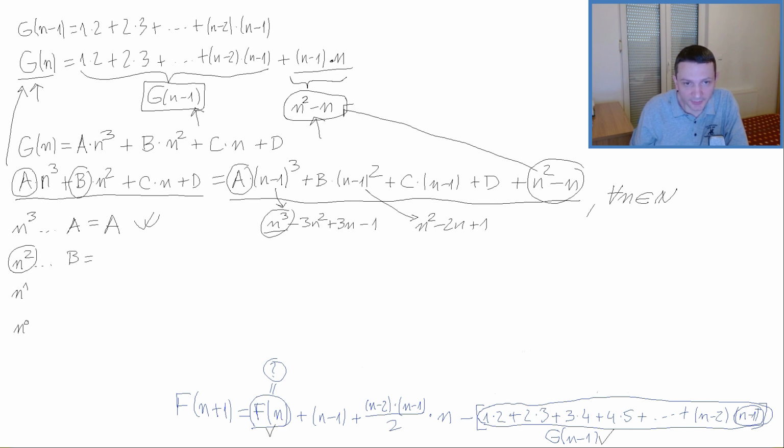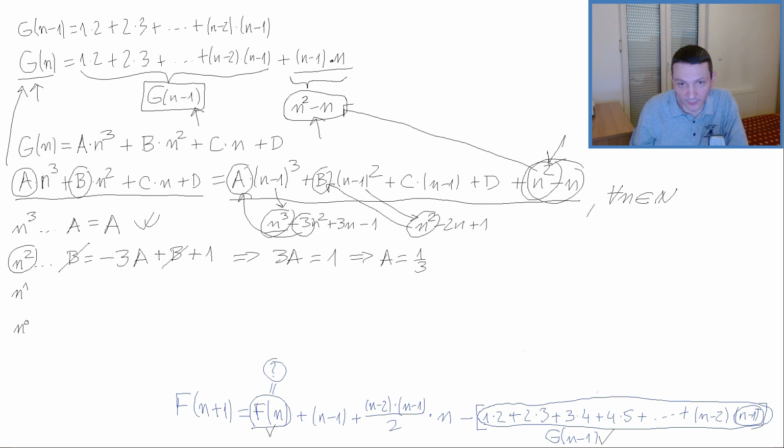And on the right we have this minus 3 times a, so minus 3a. Also we have this n squared times this b, so we have plus b in front of n squared, and also we have this last one n squared here, so this is just plus 1. And actually we can cancel b and b, and we simply obtain that 3a is equal to 1, and we obtain that a is equal to 1/3.